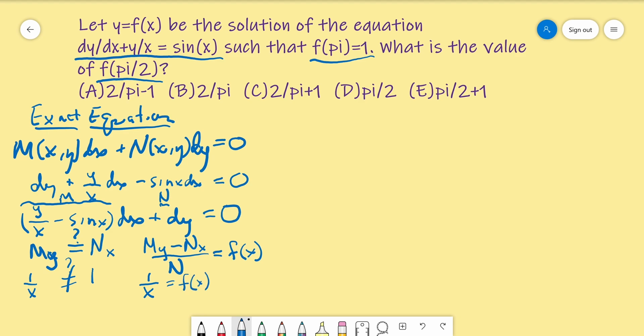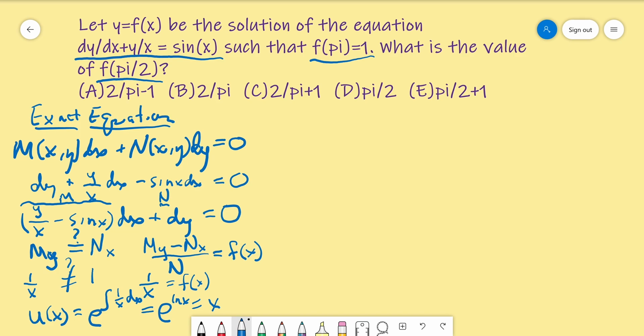And in that case, we can find the integrating factor mu of x by taking e to the integral of this 1 over x dx. Well, the integral of 1 over x dx, that's just log x, natural log of x. And e to the natural log of x, that's just x. So that's our integrating factor, x.